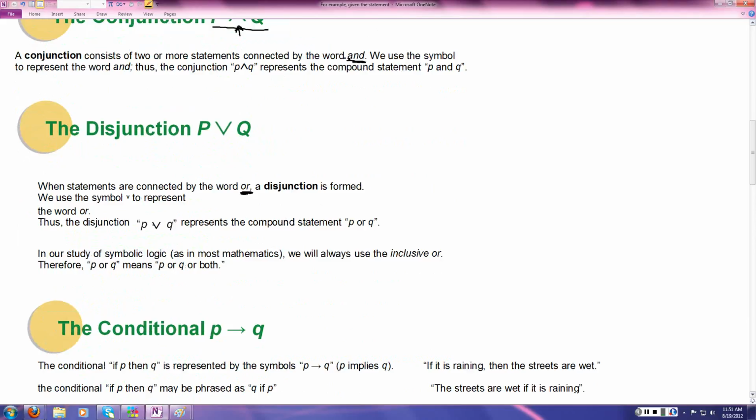So the disjunction P or Q represents the compound statement P or Q. In mathematics and in the logic that we're going to study, P or Q means P or Q or both. So it's a true statement if I had ice cream and cake to say I had ice cream or cake. But if I only ate ice cream and I said I had ice cream and cake, that would be a false statement. So later on we're going to talk about truth tables. In 1.3, we're going to talk about truth tables, and it's going to come in handy to understand that P is true, Q is true, or both is true for this statement to be true. So that's going to be later on.